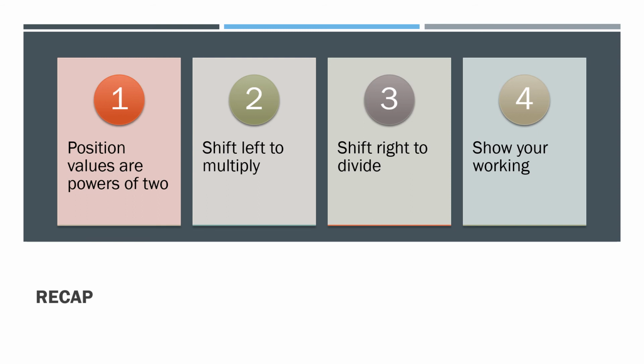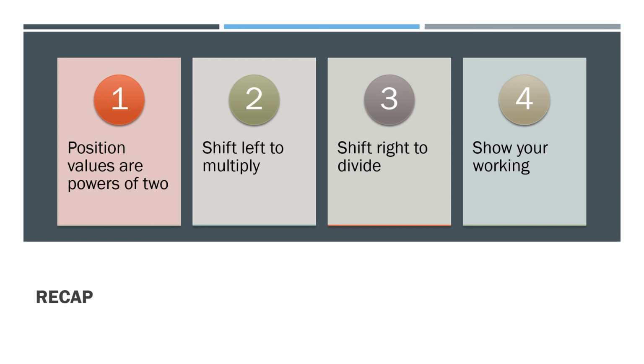So let's just recap what we've learned in this lesson. A reminder that the position values of a binary number are powers of 2, and when we're multiplying by a power of 2, we shift the bits that many places to the left, and if we're dividing, we shift the bits that many places to the right. If you're doing this in the exam, show your working, but don't waste time on what I have done, which is converting the numbers back to decimal. I'm just doing that as extra practice and to show you what's happening in the number.